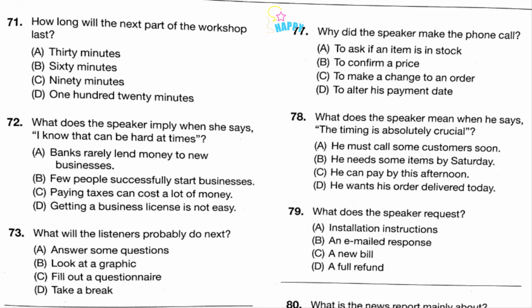Now, getting a license requires dealing with the government. I know that can be hard at times, but there are a few simple steps you can take to make the process go smoothly. Please turn to page 4 of your booklets. Look at the chart there on the top of the page.